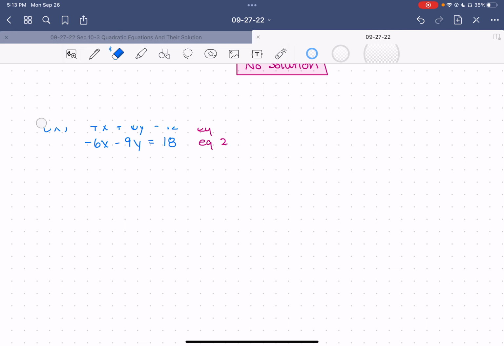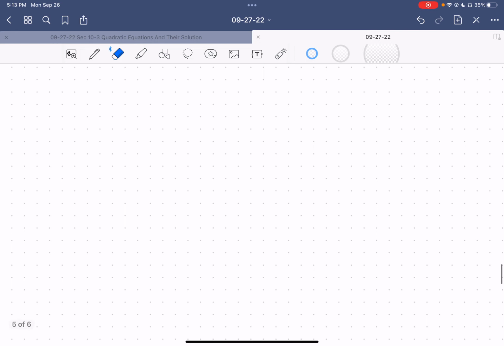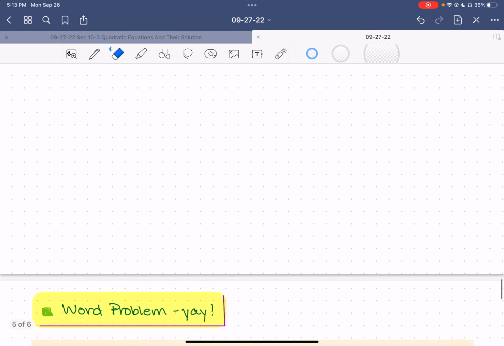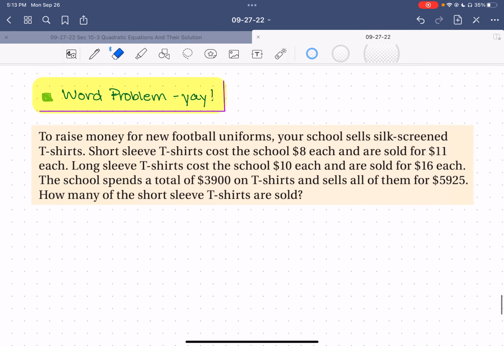Eek, actually forget about this one. That's going to be good for another problem. So, another lesson. I just totally erased that. We're going to forget about that one and let's look at our word problem, and then this is where we'll end.